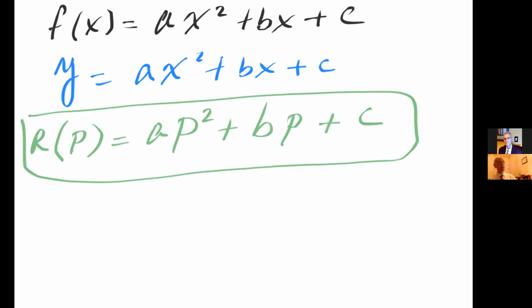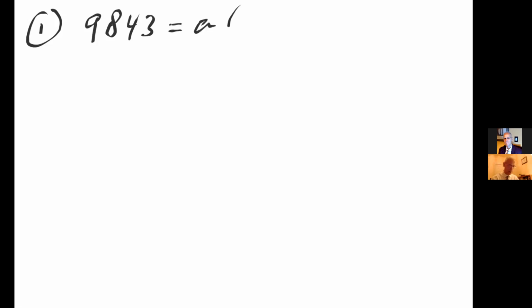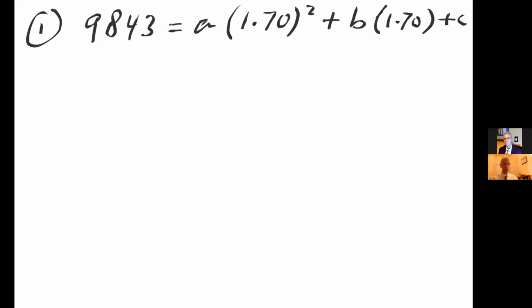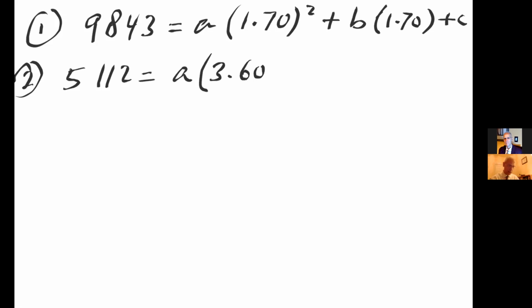All right. The numbers that were given to us, let me go to the next page and use those numbers and write down the equations that we can. So for one thing we know, let's make this equation 1, that the revenue was $9,843 when the price was $1.70. So plus some b times 1.70 plus c. We also know that the revenue was $5,112 when the price was $3.60.